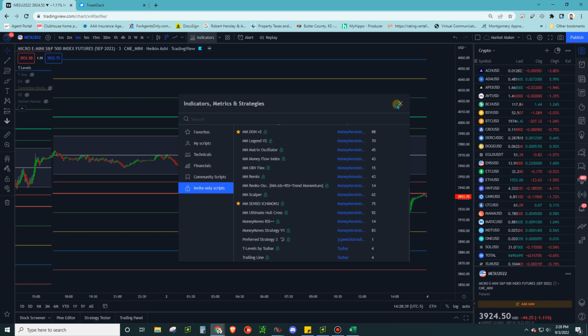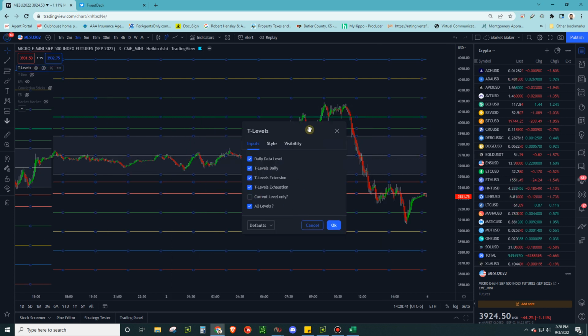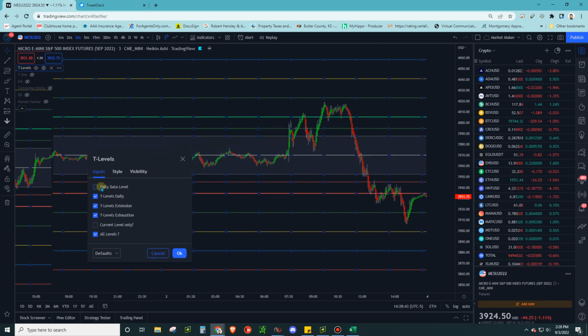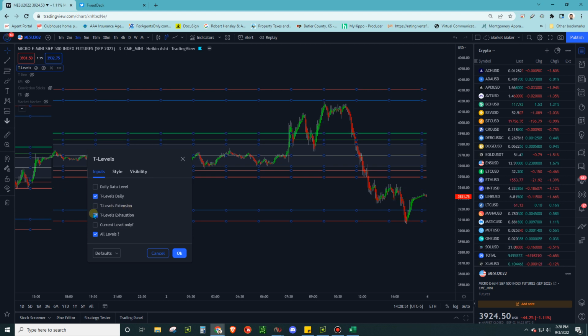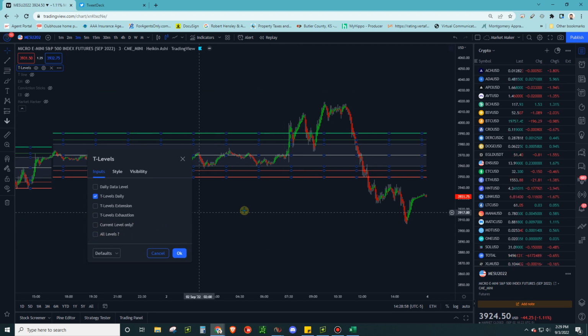So if we open this up, I've got the daily data on. You don't necessarily need to have that, but here's your TLevels daily. Then you've got the extensions, and then you've got the exhaustions. So here's just the main setup. I'll turn those off too, just to make sure. So this will be your basic setup. Okay, look, we've got a pivot point here. You're bearish below for the most part, bullish above.